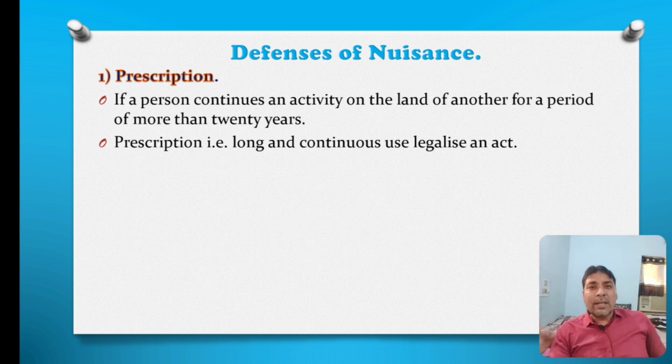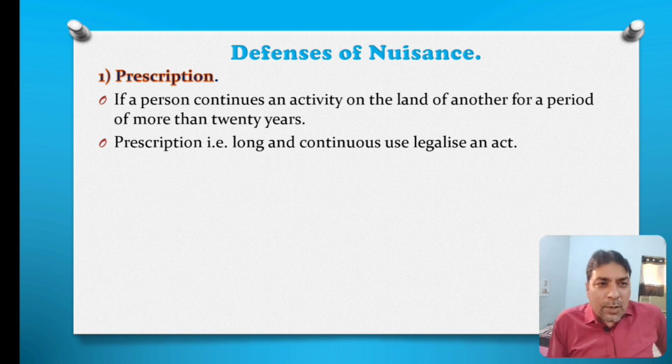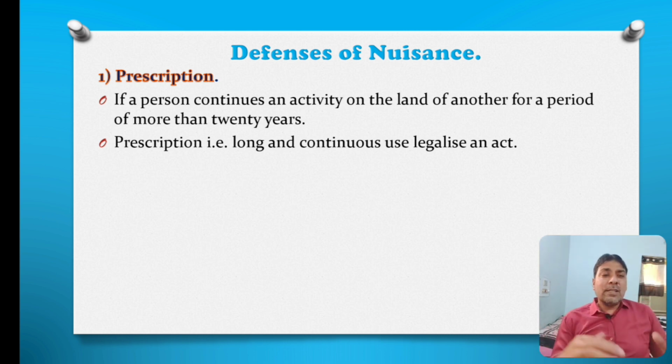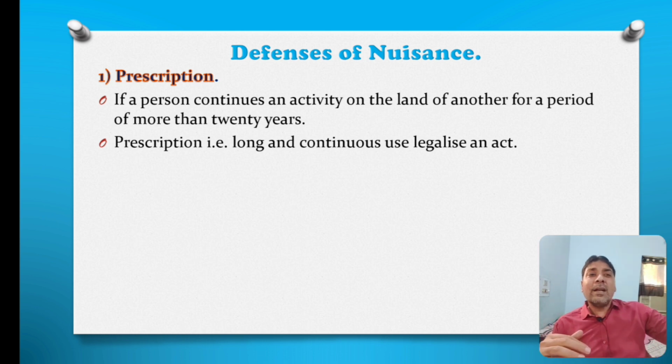So if I am doing my act for more than 20 years and no person has taken an objection to my act, then after the lapse of 20 years it becomes my right. Now no person will be entitled to file a suit against me, and if any person files a suit against me, I will be entitled to take the defense of prescription. Why? Because I have been doing that particular act for more than 20 years.